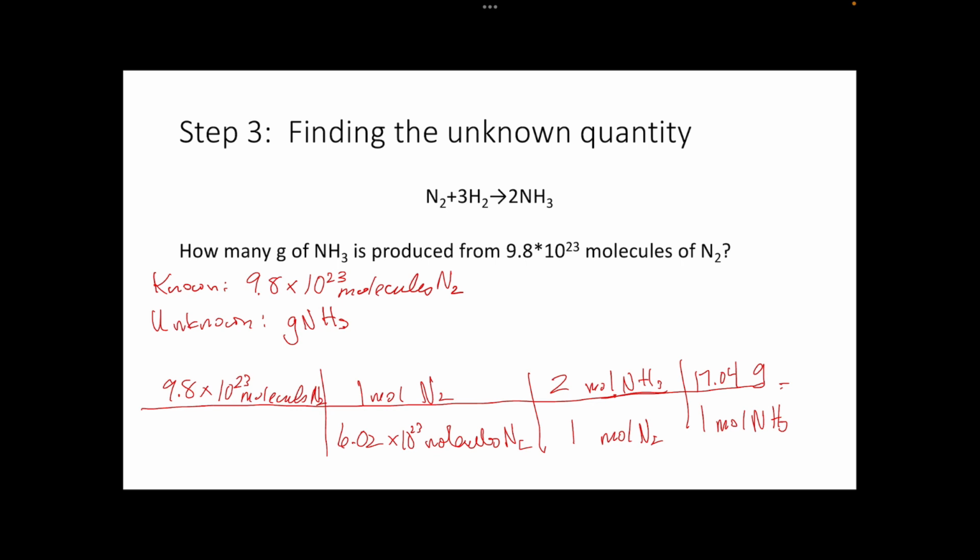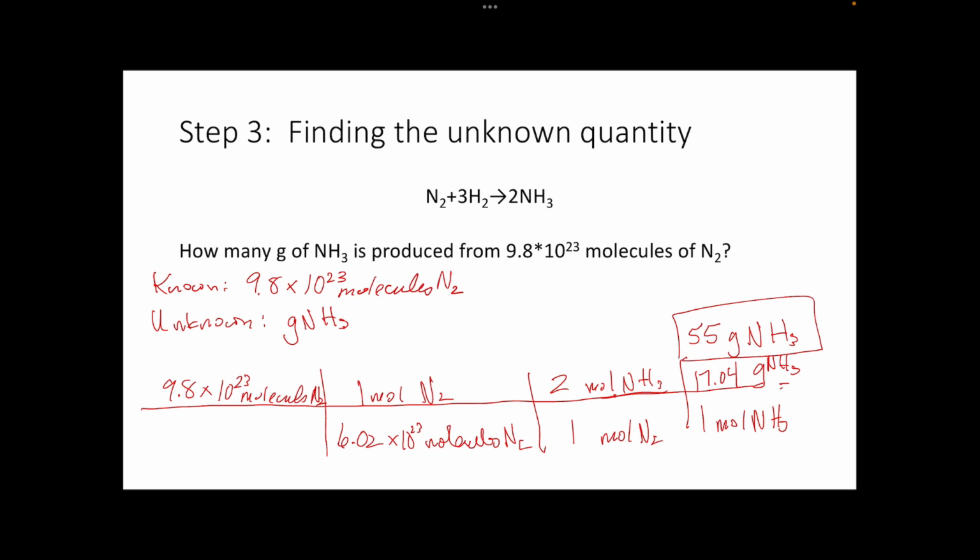All right, and if I did this correctly, we end up getting 55 grams of NH3 for that many molecules. That's how much ammonia we can produce with that many molecules of nitrogen. So that's all 3 steps. All right, let's go ahead and do the 2 other cases.